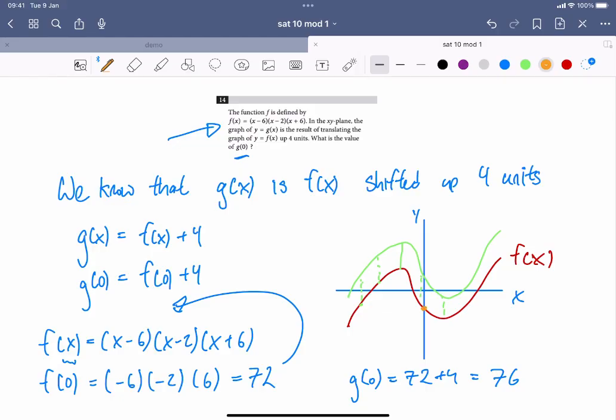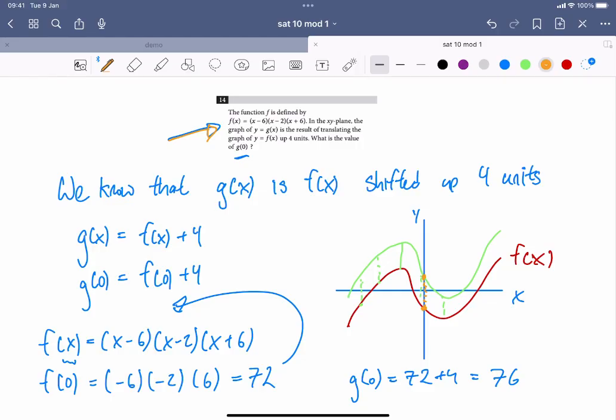This point happened to be 72, and we're just shifting this point up 4 units, and g of 0 equals 76. I hope the visualization of the graph helps demonstrate what is going on. I think for a lot of students, it's difficult to imagine what this graph would look like, because they think they would need to see what the graph would look like first to understand these type of questions.